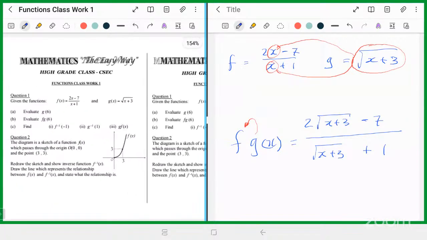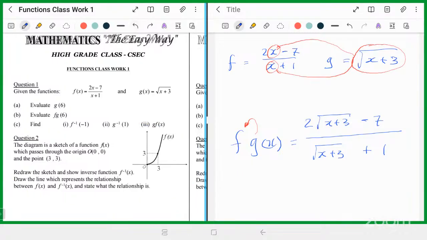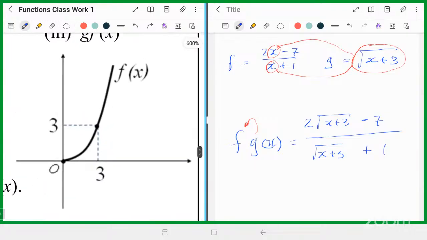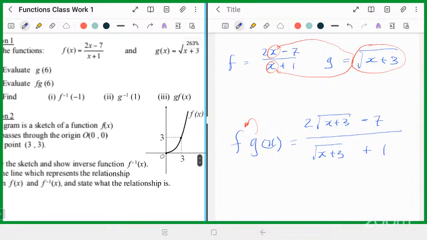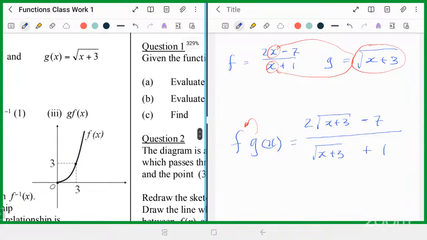Now this question 2 is testing our knowledge of the relationship between a function and its inverse, and I want us to do that using a graphical test. So it's something that we have to know. Let me zoom this up. This function graph is given, and essentially they want us to draw the inverse on it. We draw the sketch and show the f to the minus 1 on it, where on this graph the function f is this one.